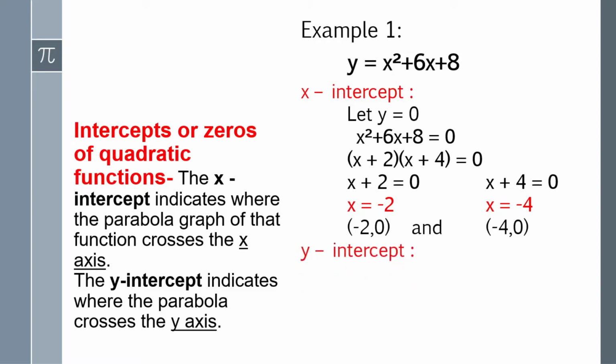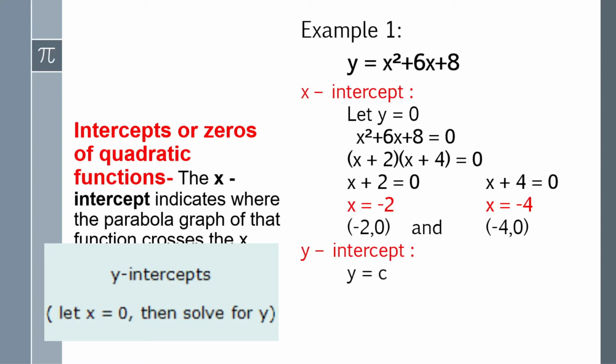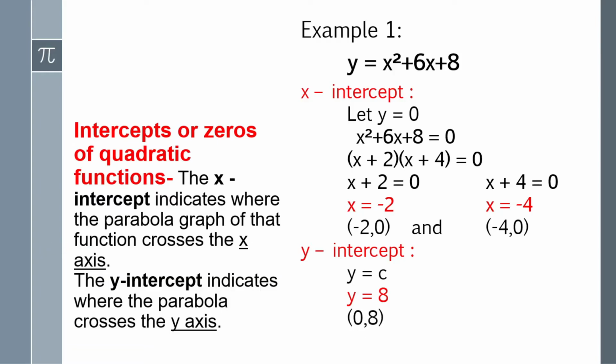How about the y-intercept? The y-intercept, basic lang to. Y is equal to c. Ano ba yung c? Ito yon. Ito yung a, b, and c. The value of a, b, and c. Since ang c natin dito ay 8, then the y-intercept is y is equal to 8. The coordinate is 0, 8.